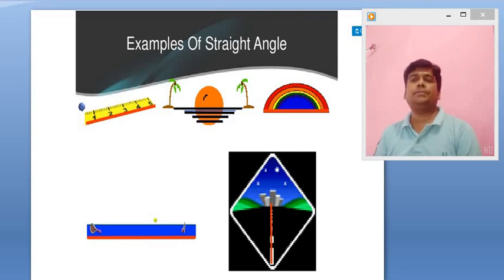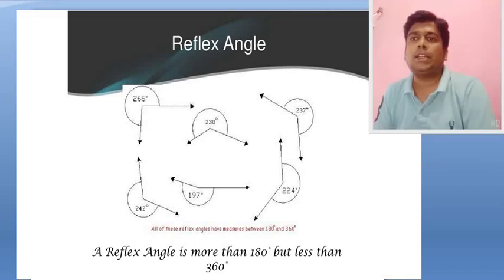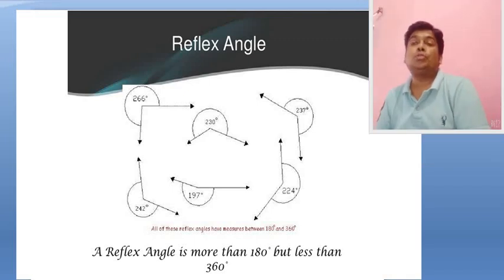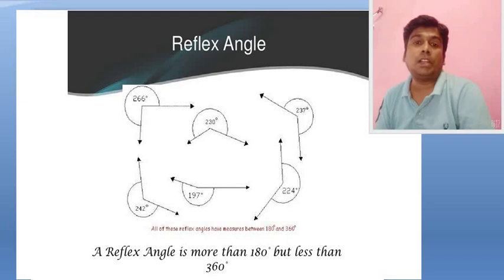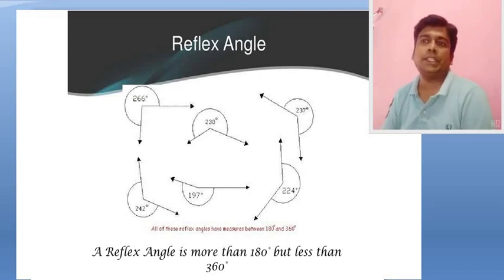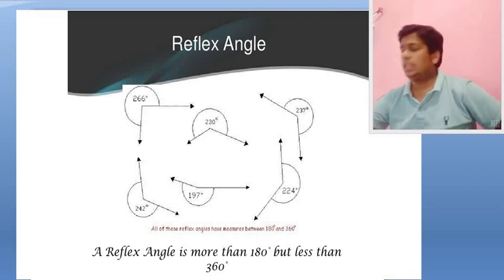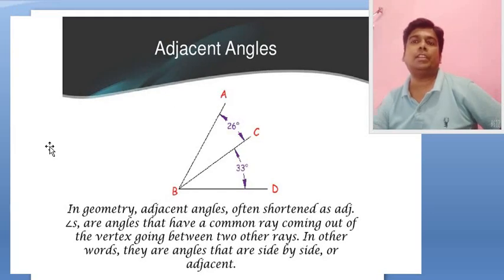Now reflex angle. Reflex angles are those angles whose measurement is between 180 degrees and 360 degrees. Means the angle should be more than 180 degrees and should be less than 360 degrees. You can see various examples made here. Angles of 230 degrees, 266, 242, 197. All these show reflex angles. Okay.